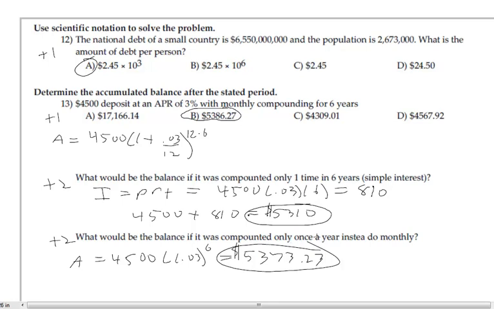And then what if you did it just once a year? It's the same thing as the compound interest formula, except we're just going to do it 6 times. So n, the number of times, is 1, so it's 1.03 to the 6th, and you get $5,373, a little bit less.